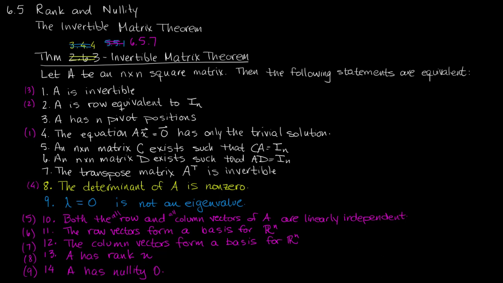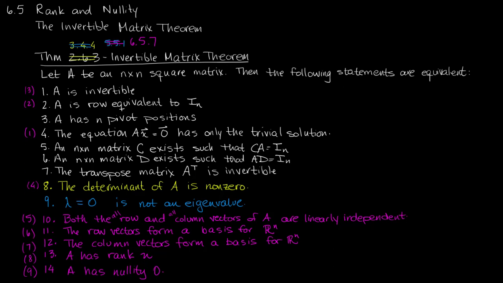Well, but if I know any one of the pink ones, then I also know all of the white ones, right? Because if I know, for example, that A has rank n, then it must also be true by theorem 6.5.7 that the equation Ax equals 0 only has a trivial solution, right? All the pink ones are equivalent.